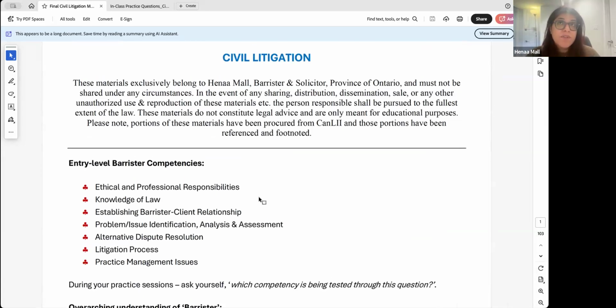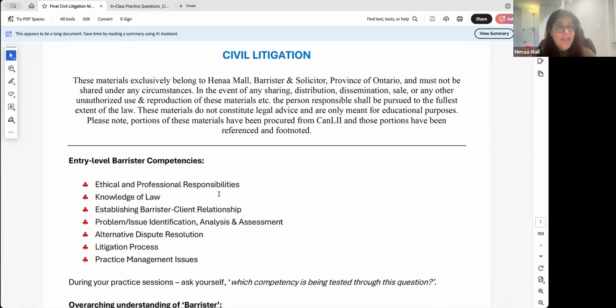So you see, civil litigation is one of the largest components of your barrister exam, right? If you look at the website of the Law Society of Ontario, you would realize that you have to display entry level competencies. What I mean by that is that when you are writing your barrister exam, you are going to be tested on these competencies, right? Ethical and professional, which is what I was discussing a couple of minutes ago. Knowledge of law, which is where we are going to talk about the substance of civil litigation or family or criminal or PR. Establishing barrister-client relationship, problem issue identification, analysis, and assessment, alternate dispute resolution, the entire litigation process.